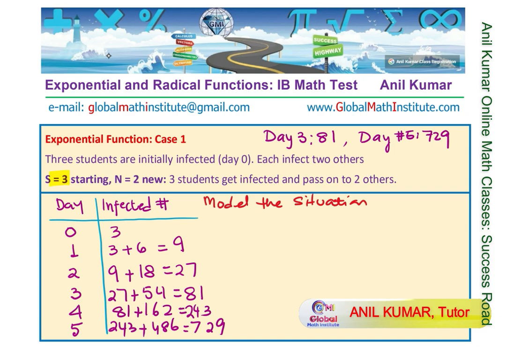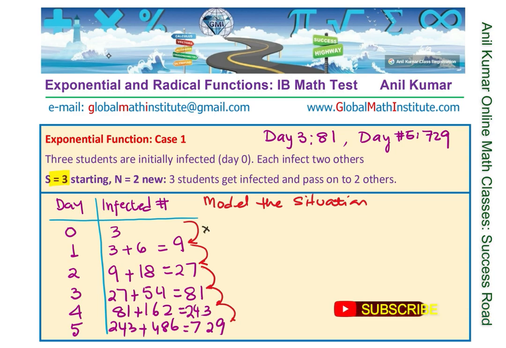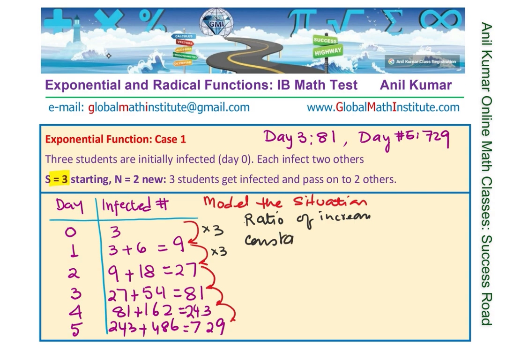So you can see what is happening each time. From 3 we get to 9, and from 9 we get to 27, and then to 81, then 243 to 729. So each time we are multiplying it by 3. See, times 3. You see? So we see that the ratio of increase is constant, right?